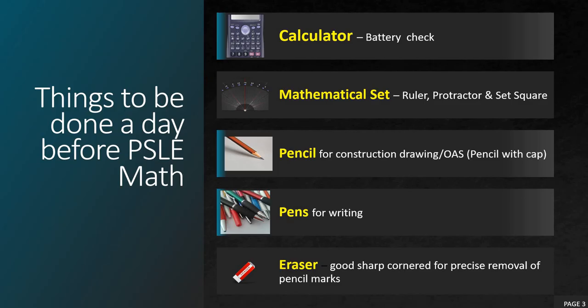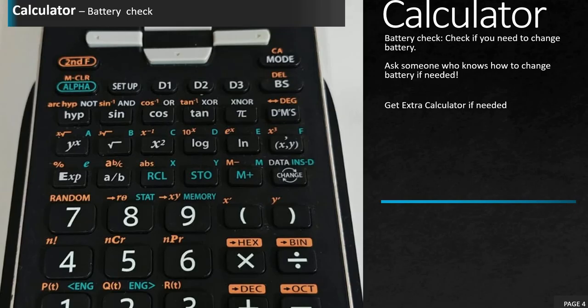First thing, calculator. What's so great about a calculator? You have a calculator when using it, but take note, for some of the calculators, the battery might be running low, and what happens if it goes blank during your PSLE paper? So please do a battery check. If you need to change the battery, please ask your parents for help. If you know how to do it, you may want to do it a few days before. Don't do it until the night before, then you realize you changed the battery and it doesn't work. Then how? So that's my advice.